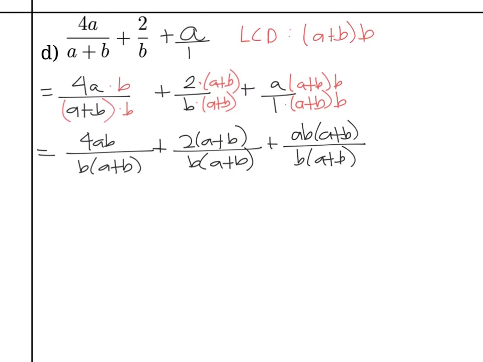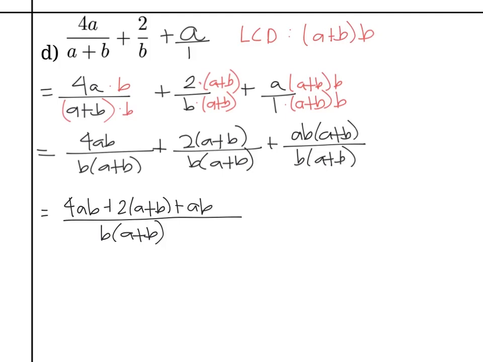So now all of our denominators match, so we know we've done this right, and we're ready to just add those numerators. So in the denominator we have b times a plus b. Don't expand that because it's already factored. So in the numerator we have 4ab plus 2 times a plus b plus ab times a plus b. So the denominator is factored, the numerator is not, so we have to factor that. Sorry, we have to expand that in order to factor it, to see if we have any common factors.